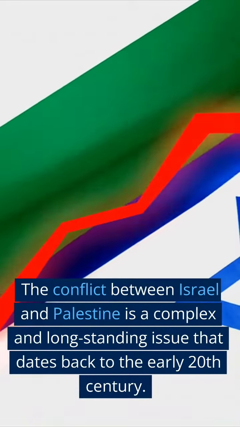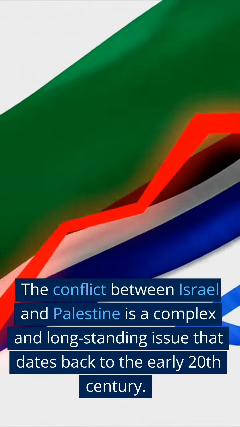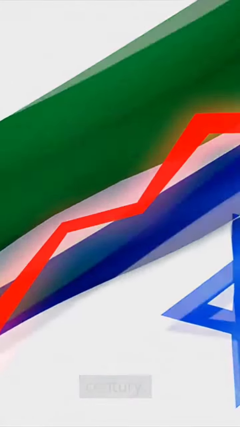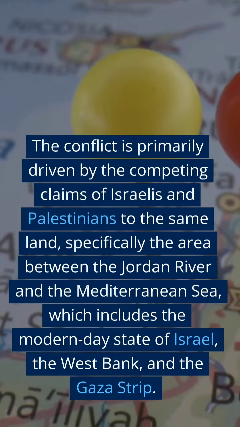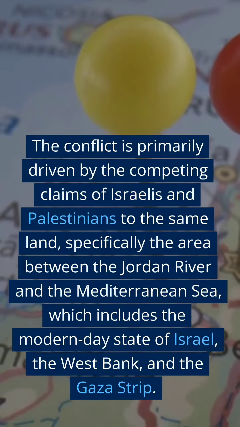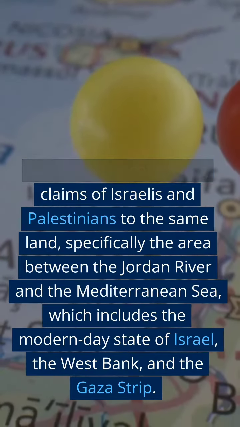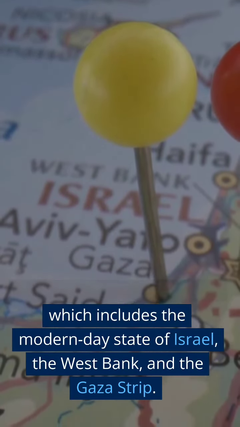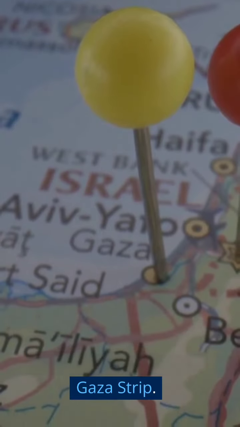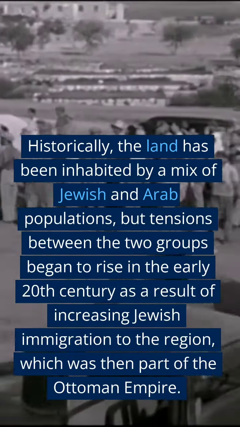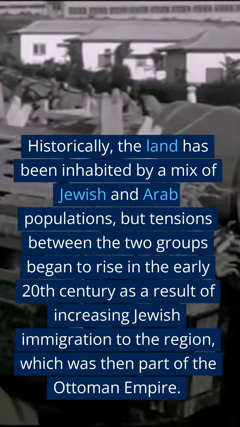The conflict between Israel and Palestine is a complex and long-standing issue that dates back to the early 20th century. The conflict is primarily driven by the competing claims of Israelis and Palestinians to the same land, specifically the area between the Jordan River and the Mediterranean Sea, which includes the modern-day state of Israel, the West Bank, and the Gaza Strip.